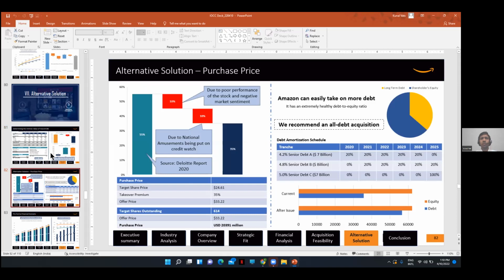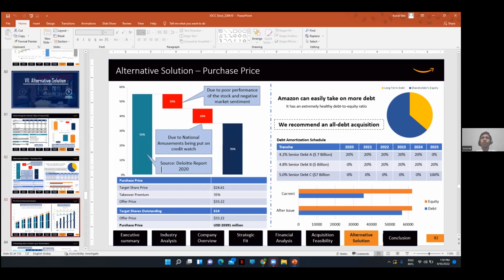Then we looked at the alternative solution, the purchase price, and how Amazon can take on debt in 3 tranches and pay it off. Because Viacom CBS was not as overpriced as Netflix, taking on debt would have been feasible here. And we calculated how they can repay the debt with the debt amortization schedule over here.